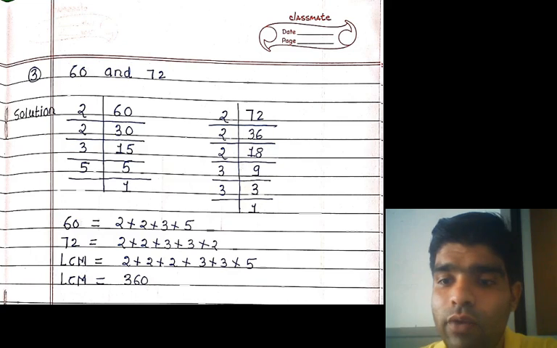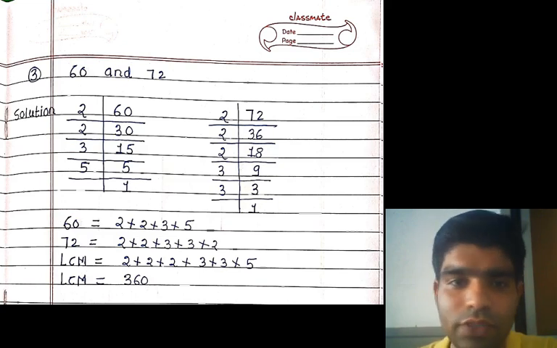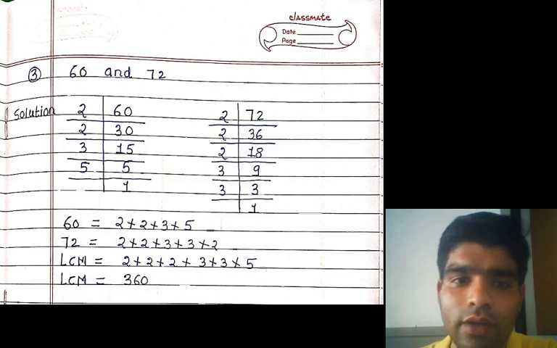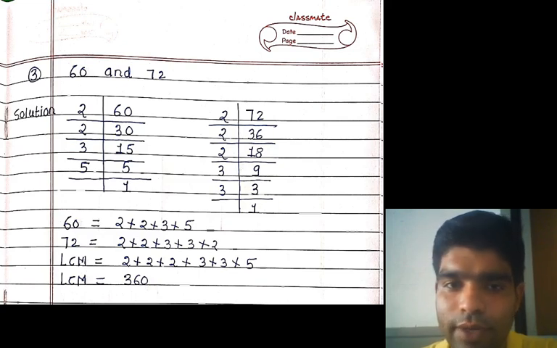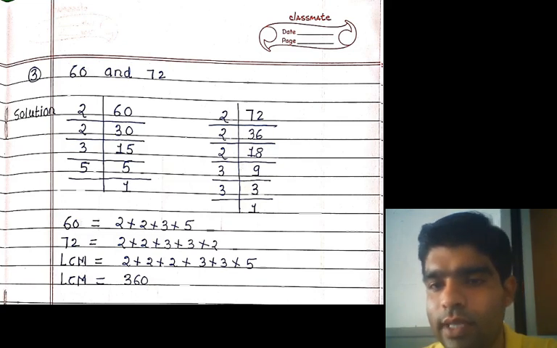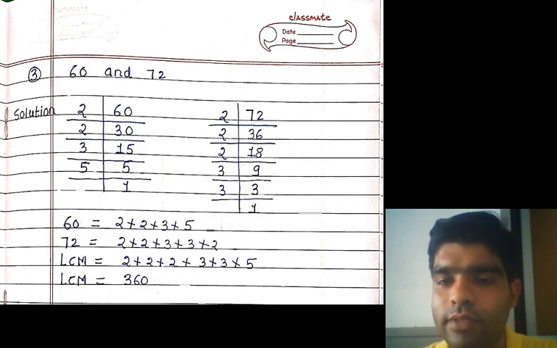Now we just have to find the LCM. LCM means the least common multiple. LCM is equal to, first of all, the factors common to 60 and 72: 2 is repeated 3 times, so 2 multiplied by 2 multiplied by 2. 3 is repeated 2 times, so 3 multiplied by 3. And 5 remains only one time, so multiplied by 5.